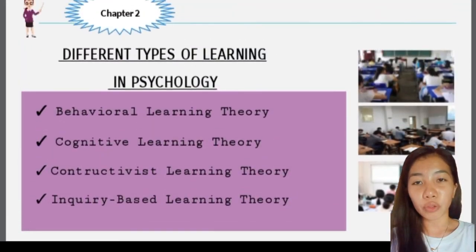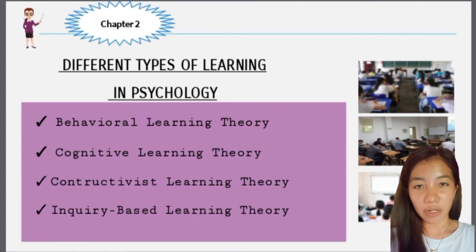Now let's move forward to the different types of learning in psychology, according to my research. There are 4 types of learning in psychology that I have chosen: behavioral learning theory, cognitive learning theory, constructivist learning theory, and lastly, inquiry-based learning theory.